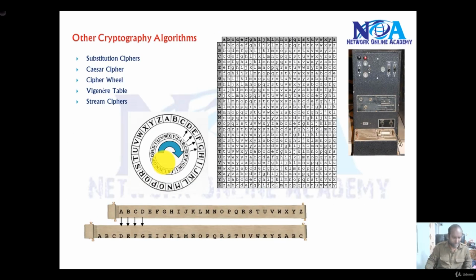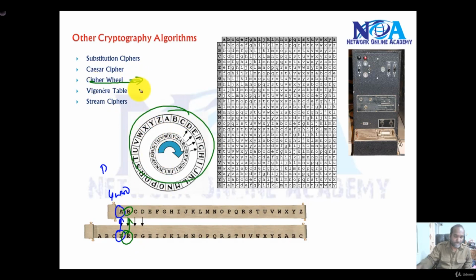There are many other algorithms in general. You can also use a forward kind of shift, like when you write D, it's nothing but actual A. When you write E, it's nothing but B. Or you can use other cipher wheel kind of algorithms.